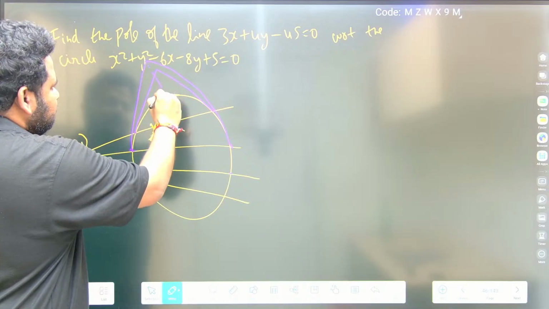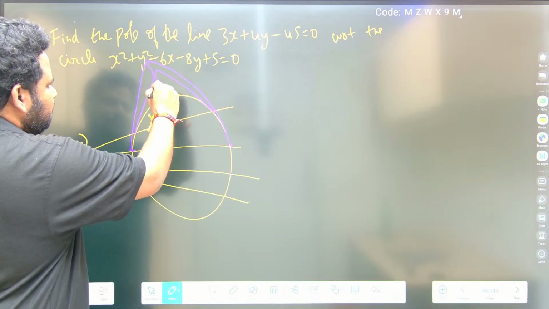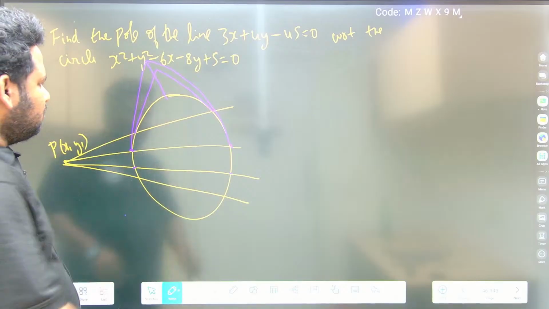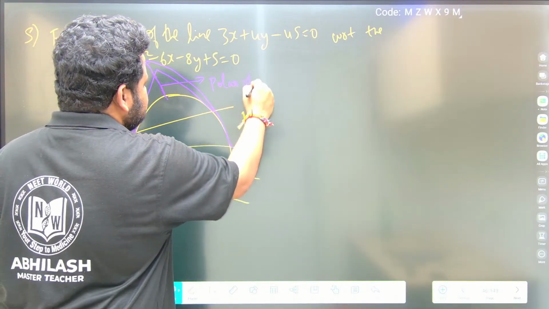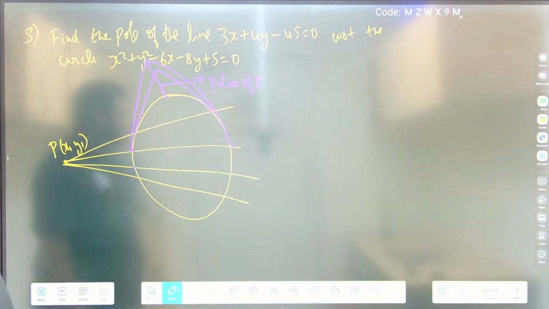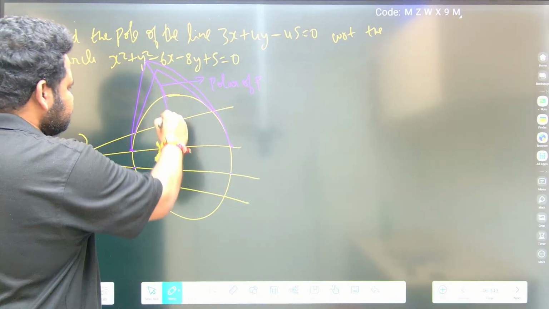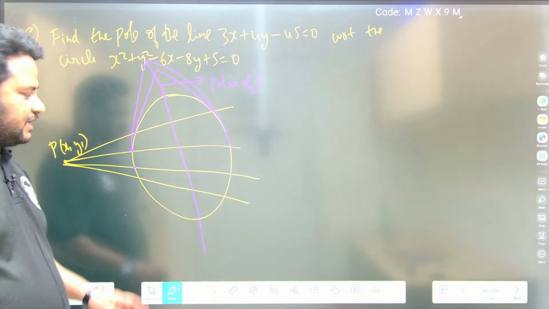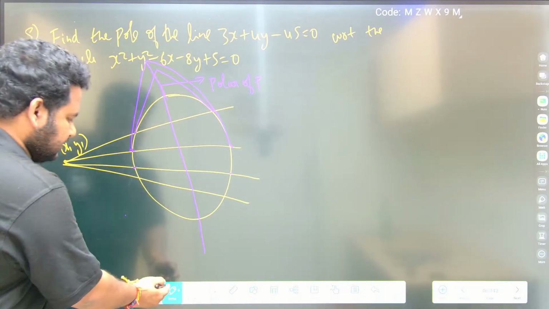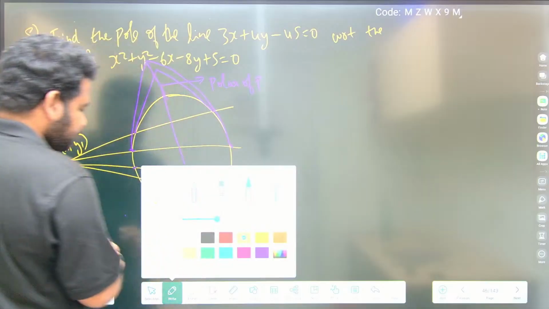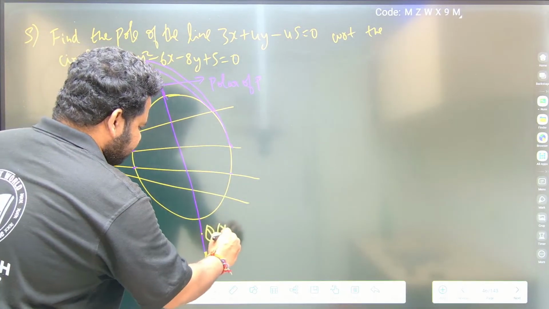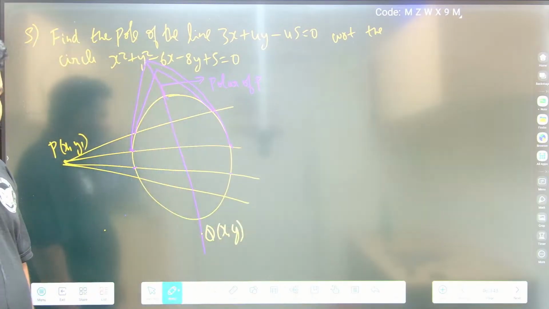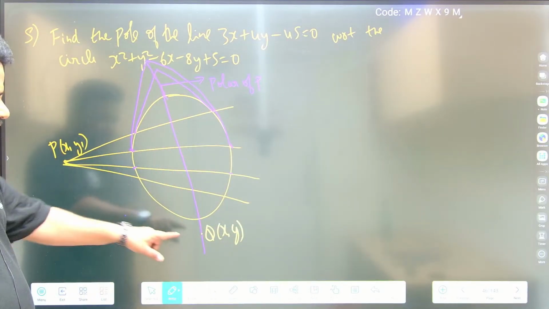This point is called the polar of P. Like this, you will get a line like this. Now let us take one more thing. Suppose there is another point Q(x, y).